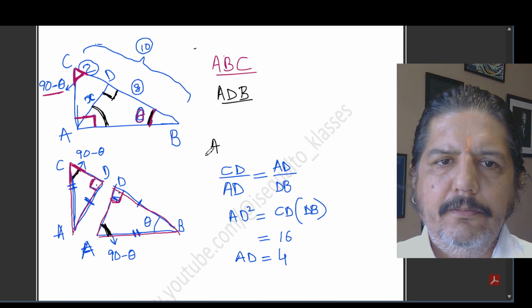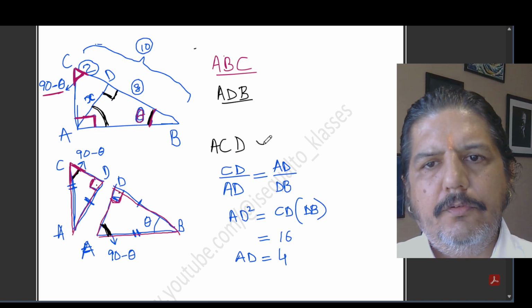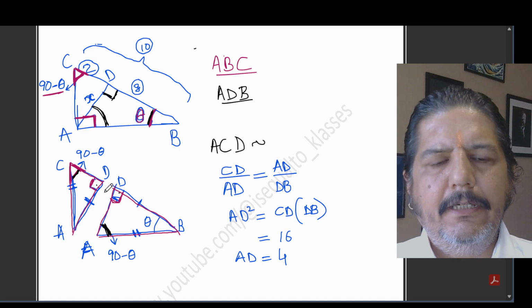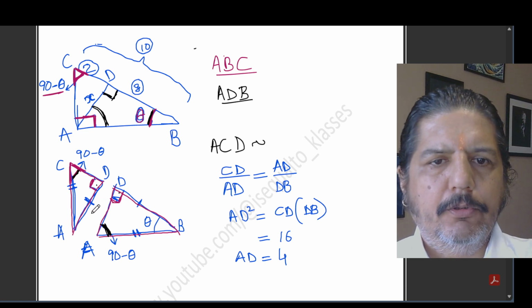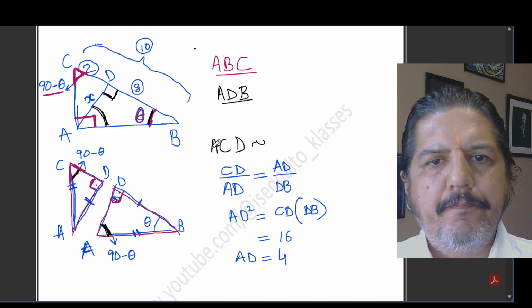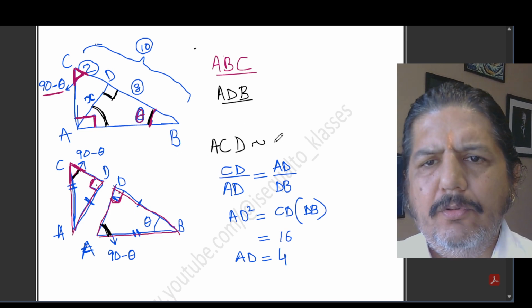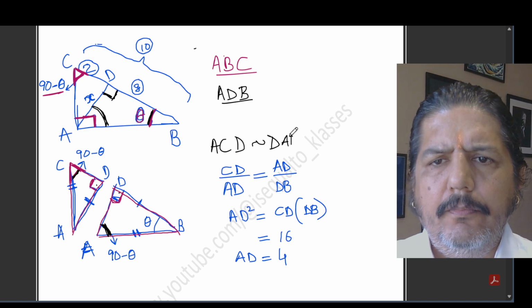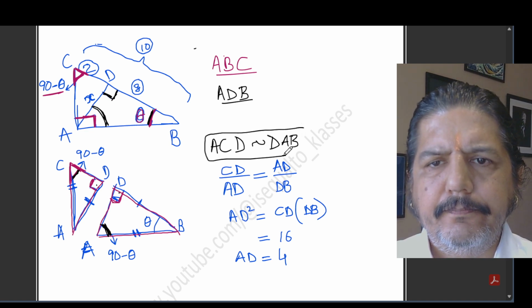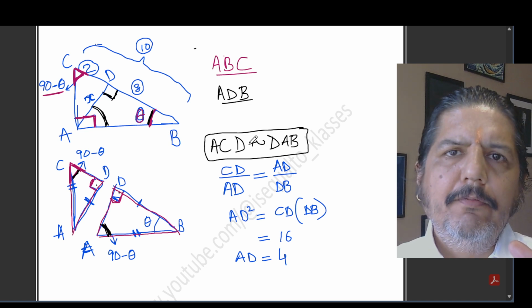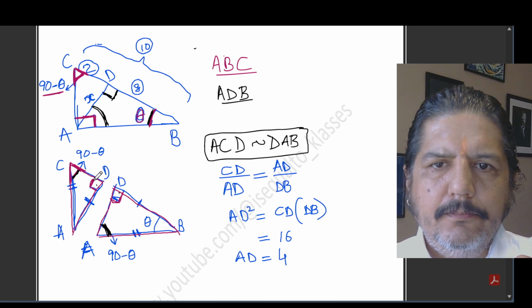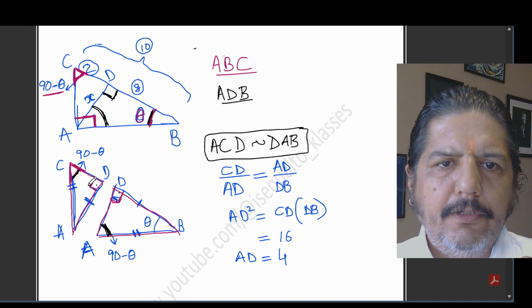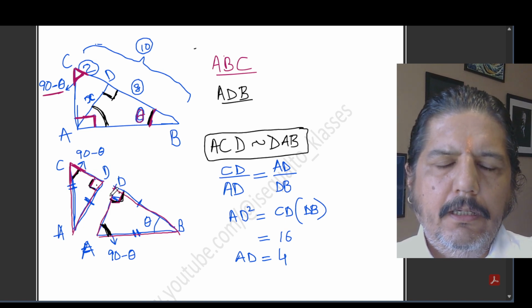That ACD is similar to, what should I say, DAB. So these two triangles are similar. But now let me focus on the equal angles. See, this is 90. This is 90. This is 90.